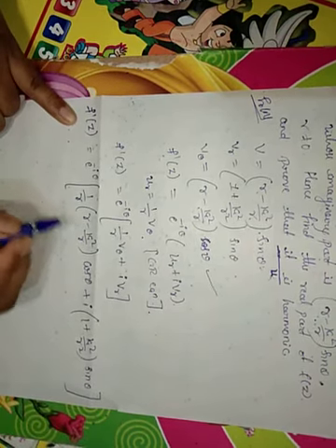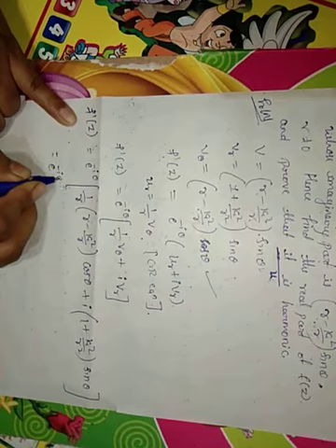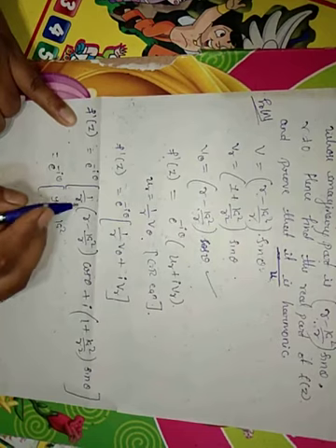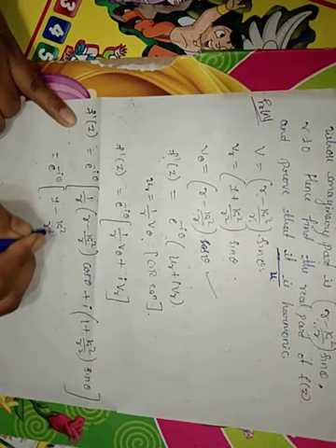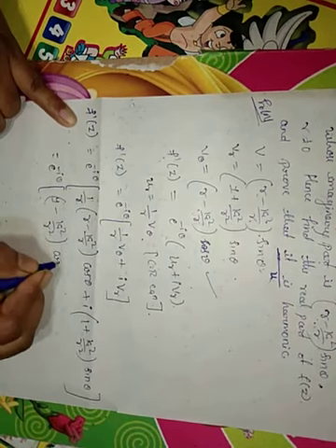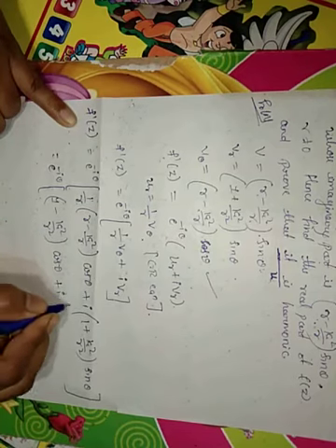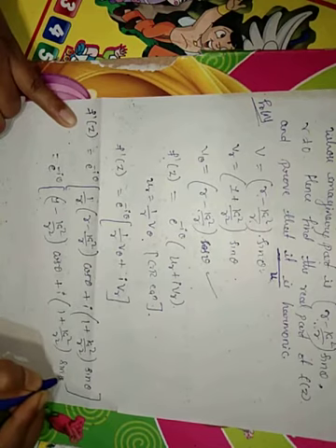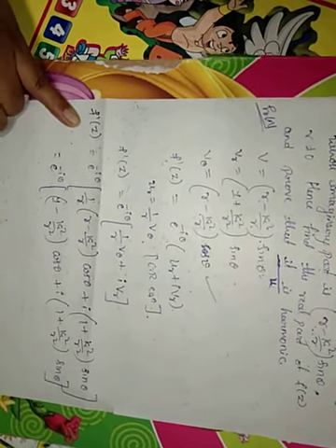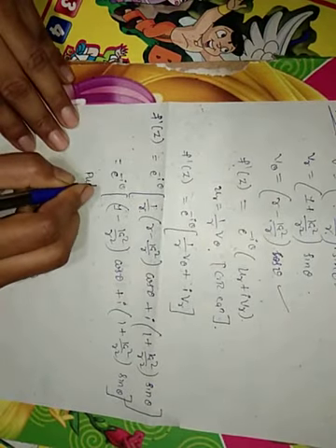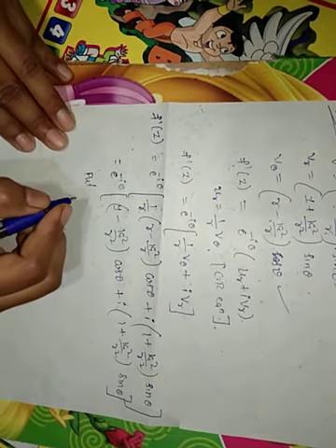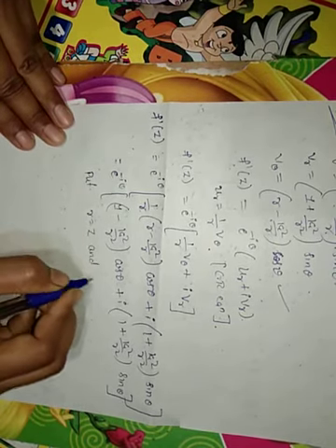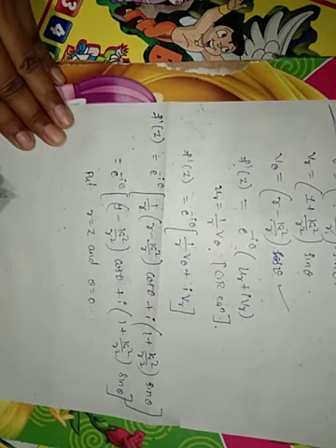Now open this bracket here. E raised to minus I theta into 1 by r into r is 1 minus k square, 1 by r into 1 by r is 1 by r square, into cos theta plus I into 1 plus k square by r square into sin theta. Now we have to put r equal to z and theta equal to 0.